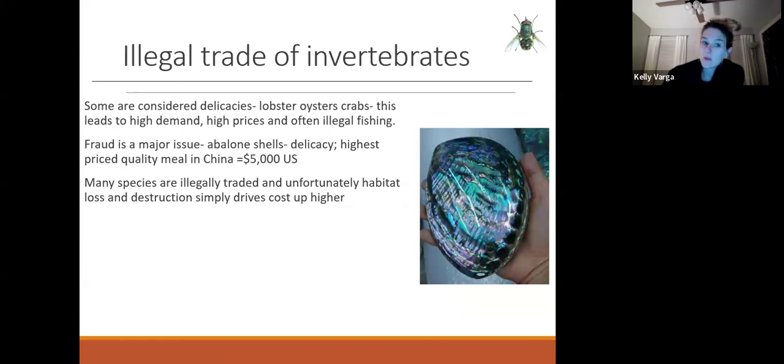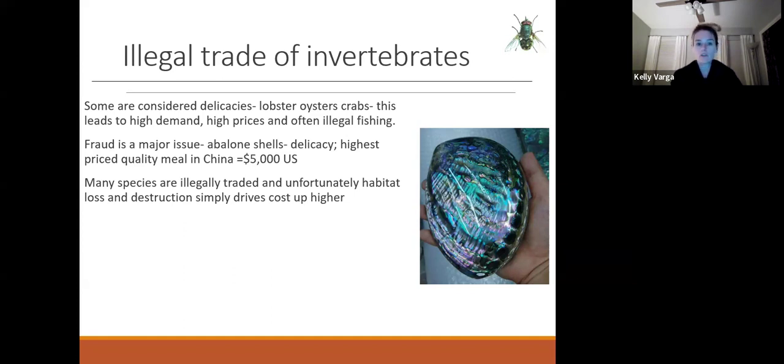All right, the last bit of our chapter: we do have invertebrates that are illegally traded, right? There's a large classification of things on planet Earth that are invertebrates. Some are considered delicacies, lobsters, oysters, crabs. This leads to very high demands, high prices, and illegal fishing, coming back to our game warden conversation. Fraud is a major issue alone.